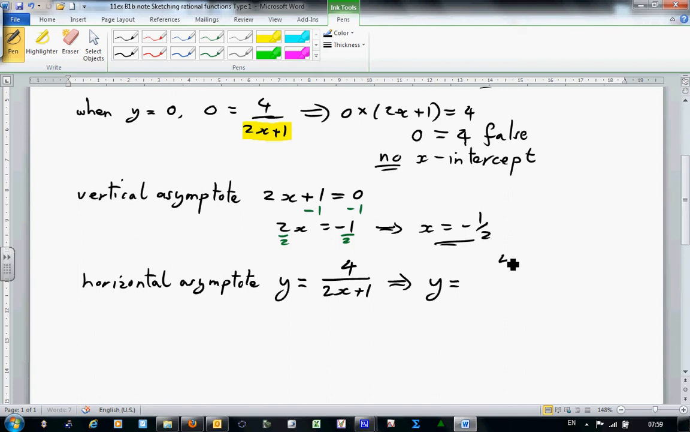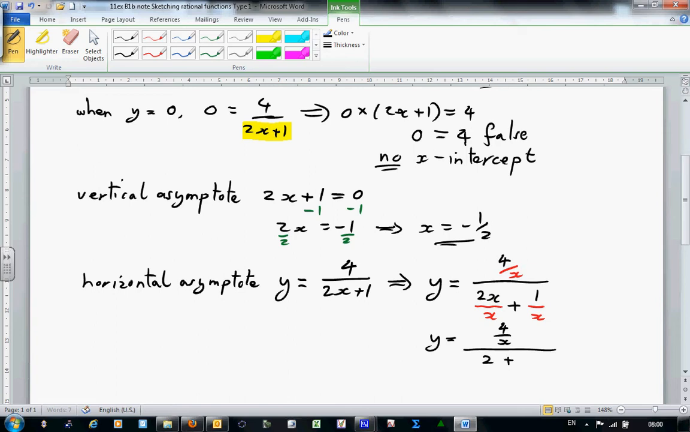Now I've written it out again, only because I'm changing colour here. The highest degree, x here, is power 1. And it's the only x there. So I'm going to divide everything by x. And if I divide all the terms in the fraction by x, that is a true statement. There's nothing wrong with that. So y is now 4 over x, over 2 plus 1 over x, because the x's will cancel out here and here.